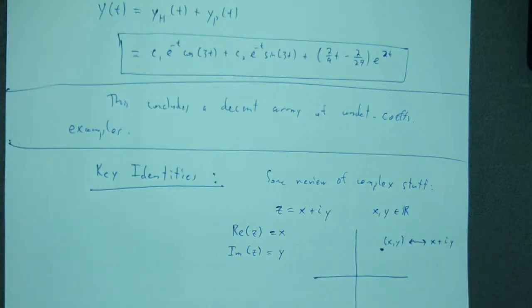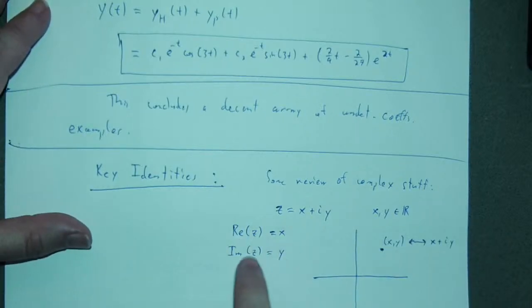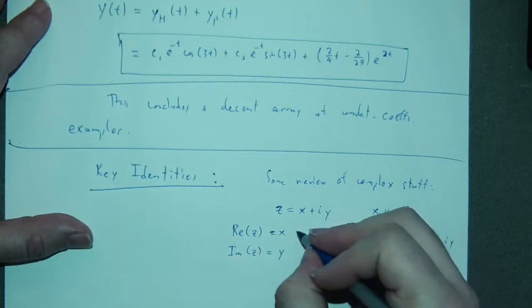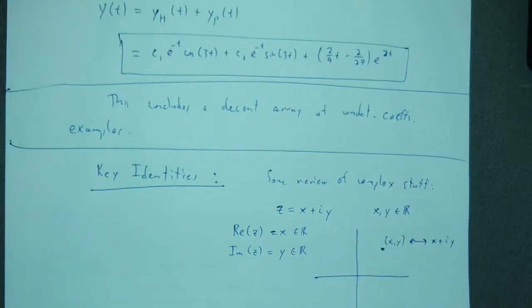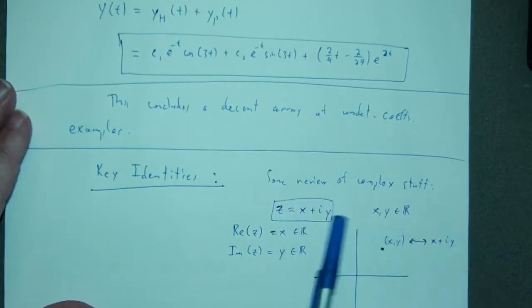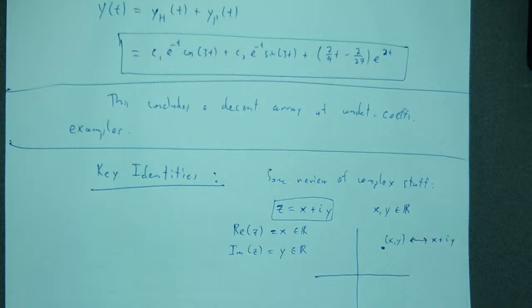Okay, but notice that both the real and the imaginary part of a complex number are real numbers. That's important. Even the imaginary part of a complex number is a real number. It's just the real number that multiplies the i. This is called Cartesian form, or rectangular form, of a complex number.